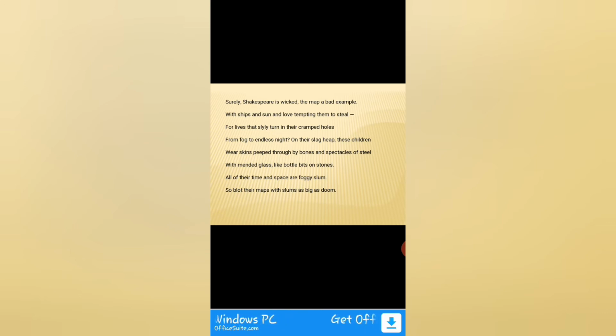The ships, sun, and love symbolize the brighter aspects of life, whereas their life is in utter darkness. To reach the world beyond, they are even tempted to steal. This existence is cramped, foggy, and sometimes totally dark.